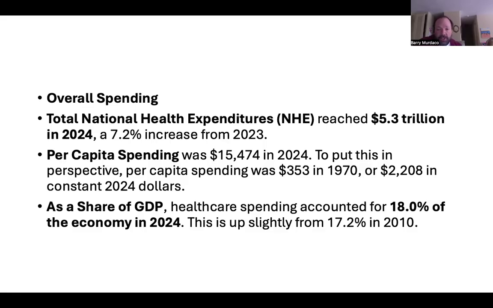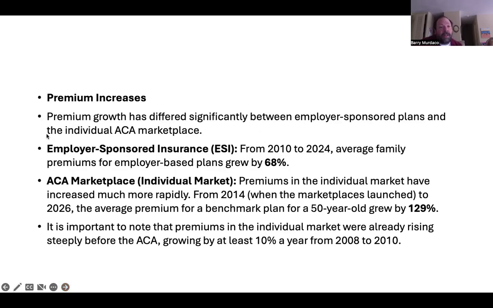So, essentially adjusted for inflation. So people are spending way more on healthcare. And of course, we spend way more on healthcare than every other country. As a share of GDP, healthcare spending accounted for 18% of the economy in 2024. This is up slightly from 17% in 2010. Actually, it's a pretty big increase, I would say.